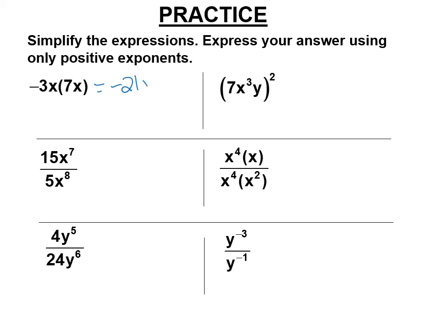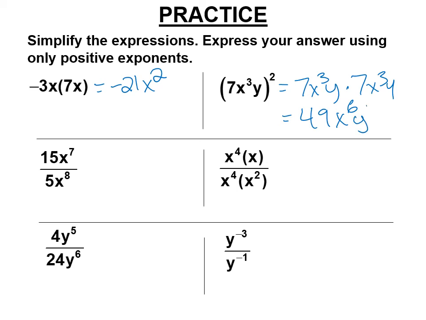Negative 21, x times x, x squared, right? 7x cubed y times 7x cubed y. You multiply the coefficients, get 49. X cubed times x cubed, x to the 6th, y times y, y squared. Cancel, that becomes a 1, that becomes a 3. These cancel, and 1 extra x there. 3 over 1x, or 3 over x.